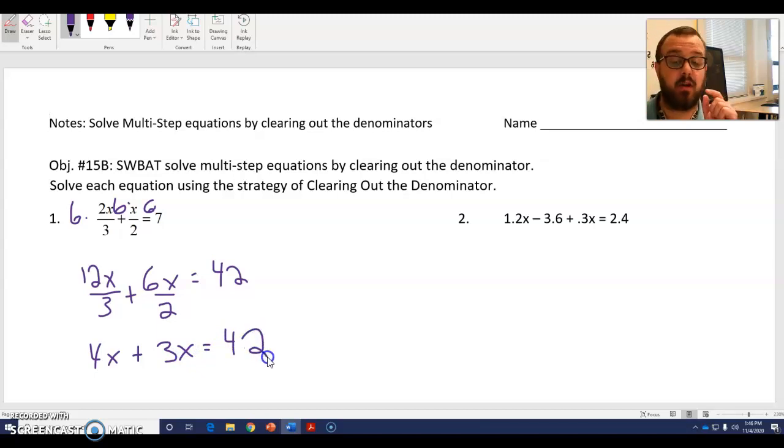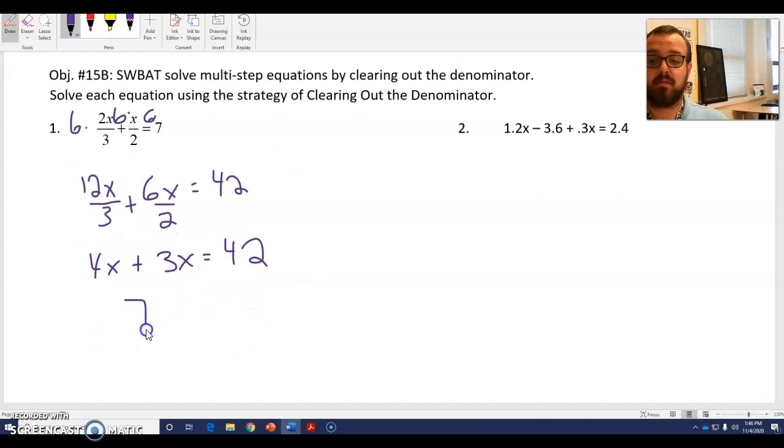Notice how, because I multiplied by the number, all my fractions are now gone, and now I can go through and solve my equation like normal. Look for distributive property, combine like terms, all that sort of stuff. In this case, we're going to have to combine like terms. We'll get 7x equals 42. And then we'll go ahead and divide by 7 to get our answer. We're going to get that x equals 6.